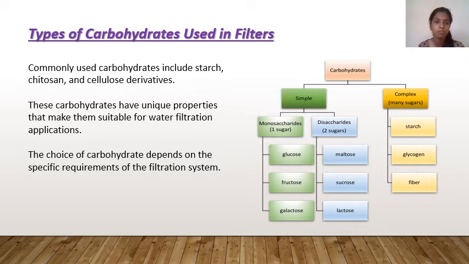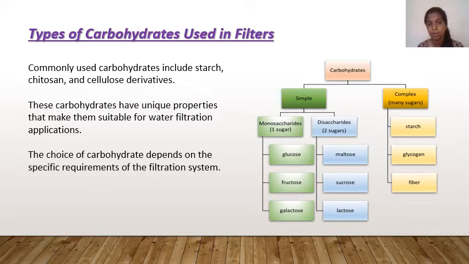Next is types of carbohydrates used in filters. First, the commonly used carbohydrates include starch, chitosan, and the cellulose derivatives. These carbohydrates have unique properties that make them suitable for water filtration applications. The choice of carbohydrates depends on the specific requirements of the filtration system.